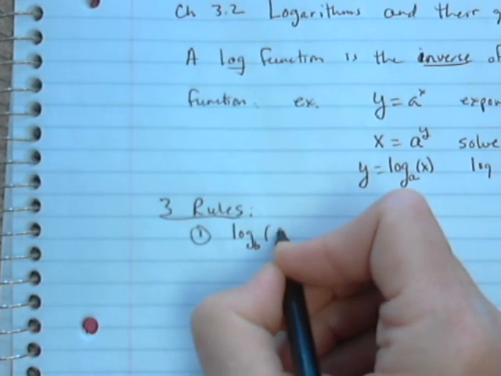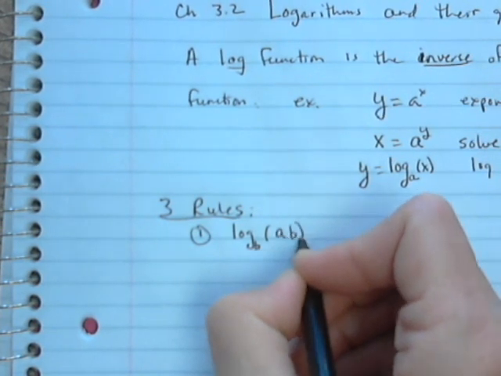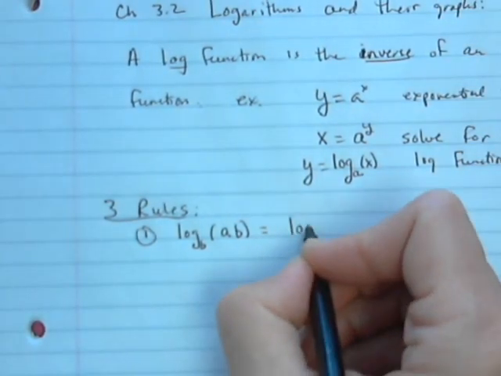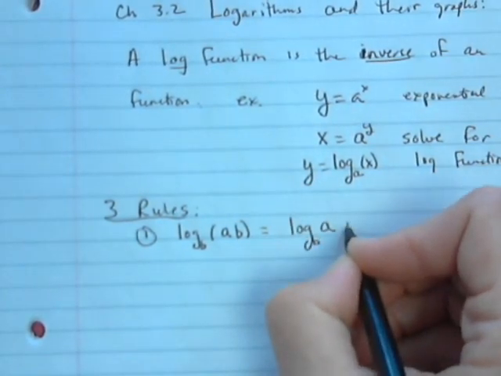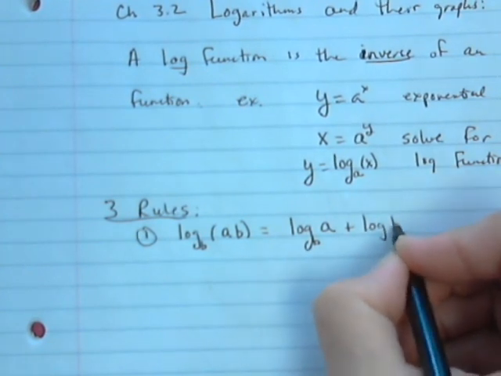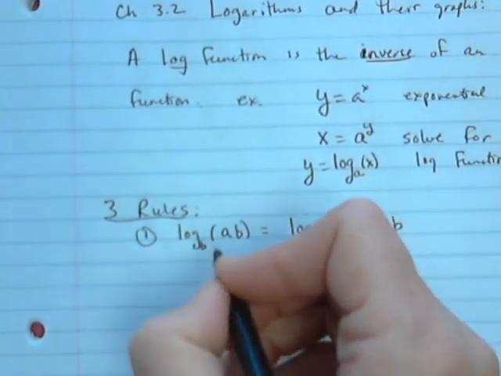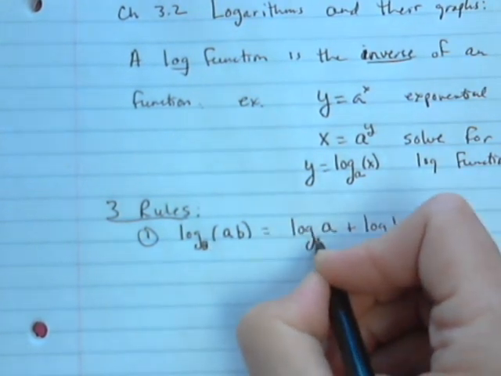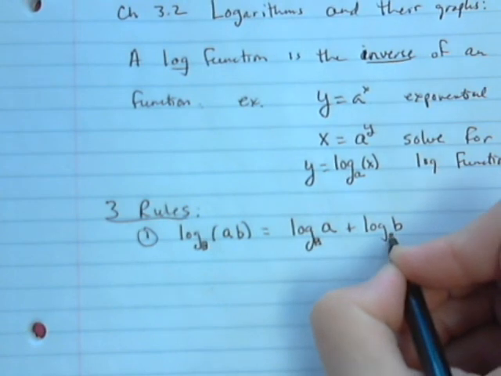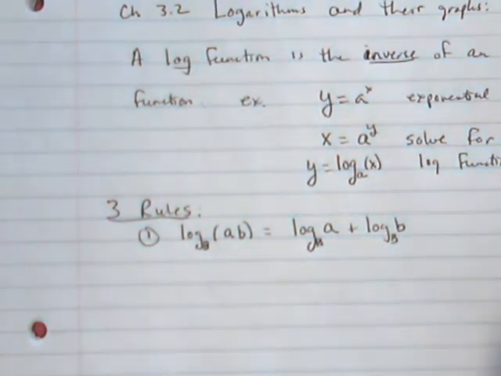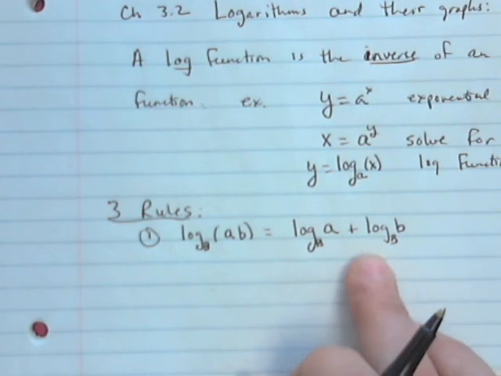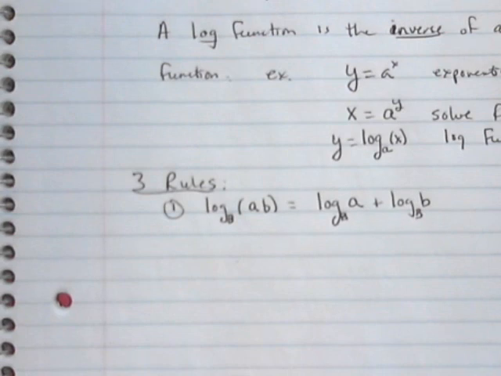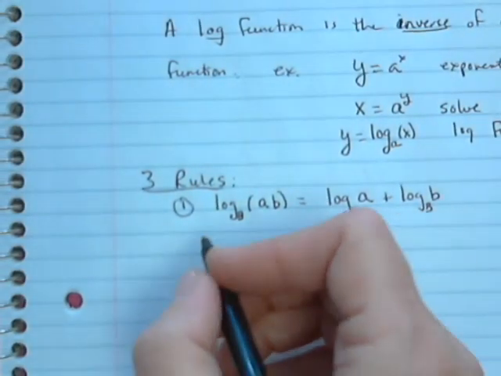And if you have the log of a times b, this is called the product rule. You can split that log into 2 logs, which is the log of a plus the log of b. I shouldn't have used the same letter. You know what? Let's make this base a capital B so it's not the same exact letter. So this is the log base B of a times b. That's called the product rule, and it's similar to the rules of exponents because you add the exponents when you have the product rule for exponents.